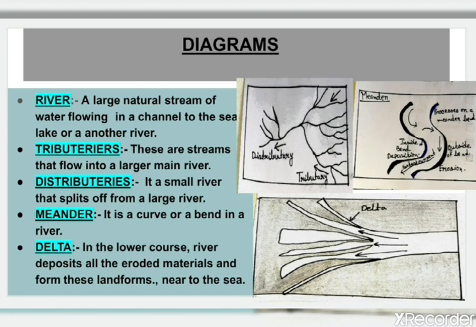Then the fourth one is delta. In the lower course, the river deposits all the eroded materials and forms this landform that we call delta, which forms near the sea.